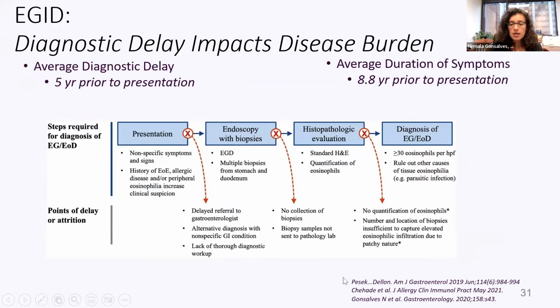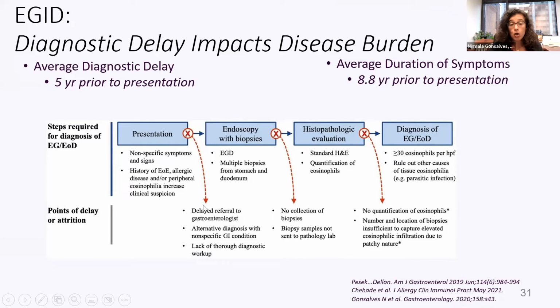Well, this is a study by Dr. Shahade and colleagues looking at the steps needed and required for the diagnosis of EG or EOD. First, patients need to have a classic presentation. So the tricky part with non-EOE EGIDs is patients may have non-specific symptoms and signs. Certainly a history of EOE or allergic diseases and atopic conditions clue you into this diagnosis. But if they tend to have non-specific symptoms, they may not get referred to a gastroenterologist.